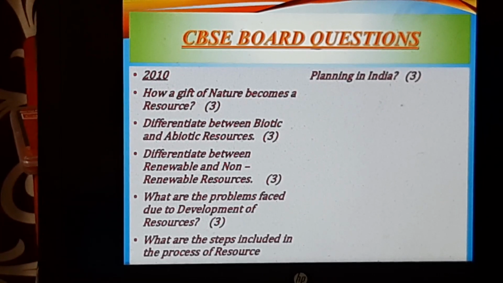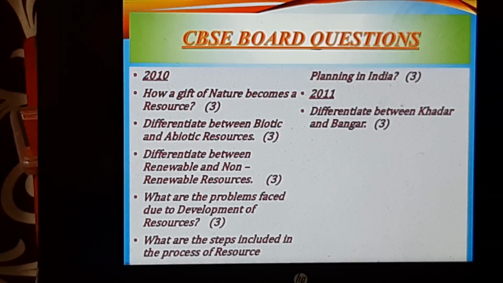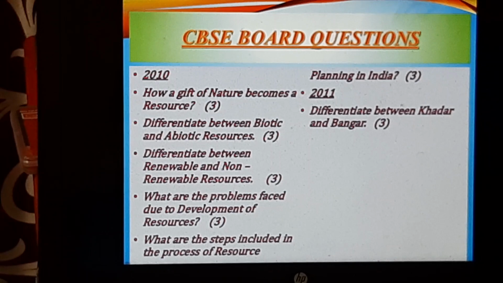Next question, what are the steps included in the process of resource planning? The 3 stages have already been mentioned in the note. Just follow the note thoroughly. 2011, differentiate between Khadar and Bangar type of soil.